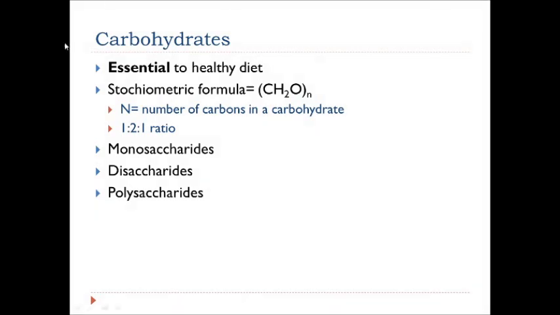Listed here is the stoichiometric formula for carbohydrates. This just shows the ratio of carbons to hydrogens to oxygens. So n stands for the number of carbons in a carbohydrate. Each carbohydrate will be different in that sense, but just know that its ratio is 1 carbon to 2 hydrogens to 1 oxygen, and that will be standard for all carbohydrates.